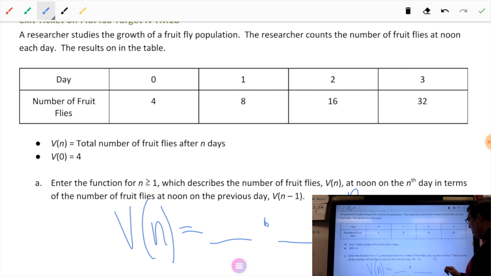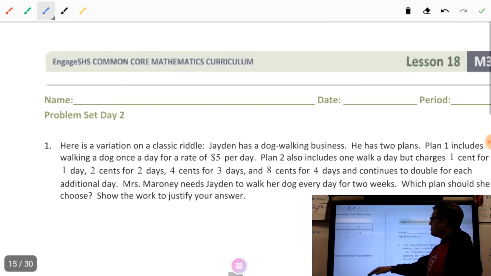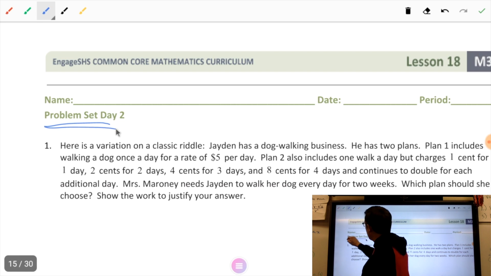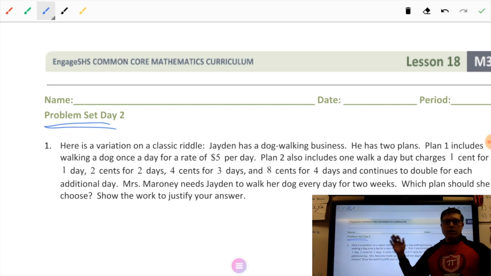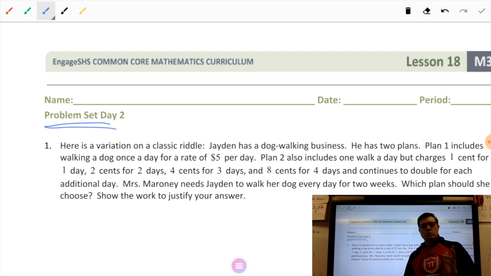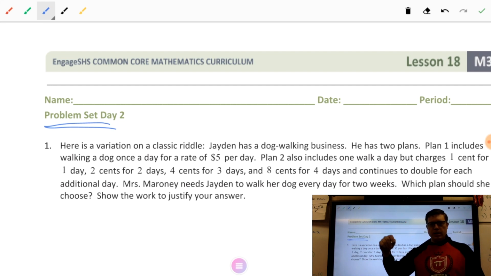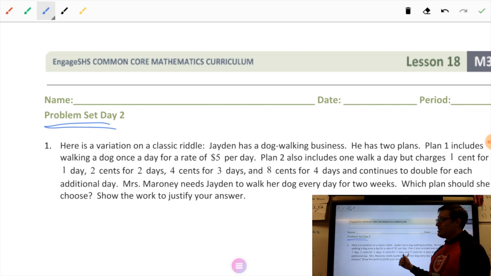Alrighty. With that, the problem set is the homework that you need to do. I almost said extra credit, but no. This is the actual homework you need to make sure you fill out. And make sure you're ready for when I come around sometime next week, maybe like Wednesday, and check that you have fully completed every page of Lesson 18, Day 2.